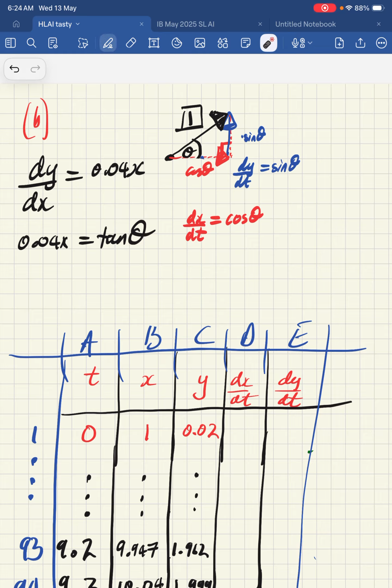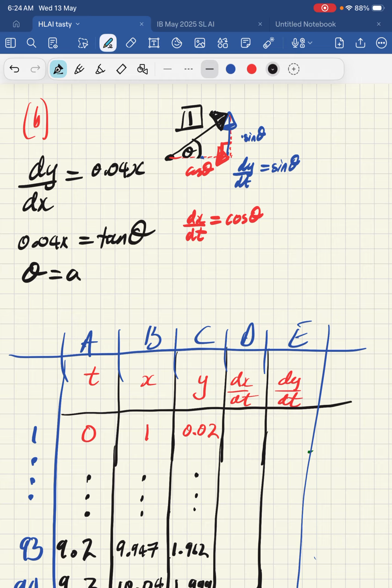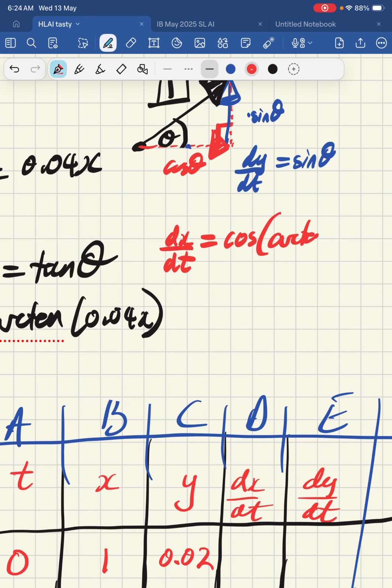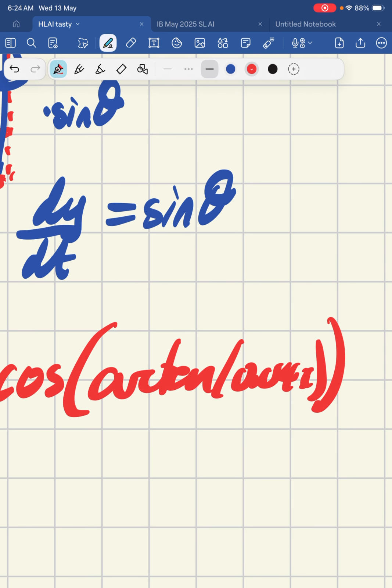Now let's rearrange for theta. So theta equals arctan of 0.04x. And so now can you see dx by dt is cos of theta, but theta is arctan of 0.04x. And we do the same for theta here, is arctan of 0.04x. Okay, so can you see the craziness that is this question? And down below I've prepared the final piece, which is Euler's method.